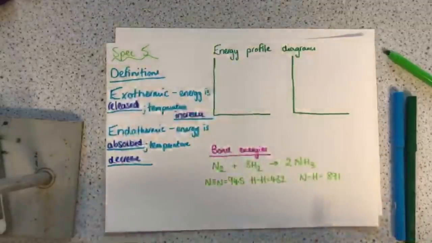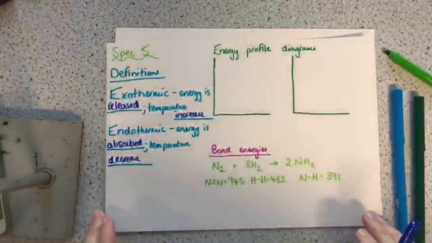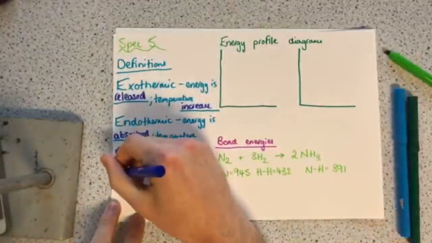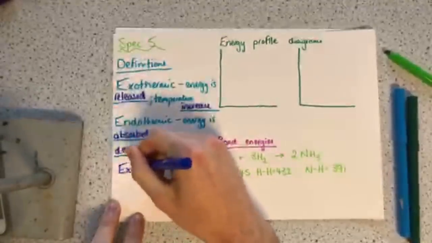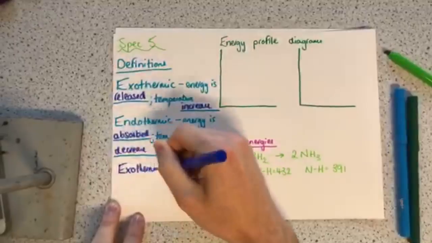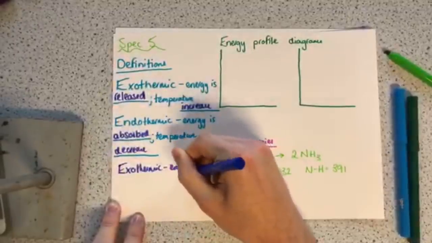Now, a nice easy way of remembering this is using the beginning letters of each word. So exothermic, energy exits.